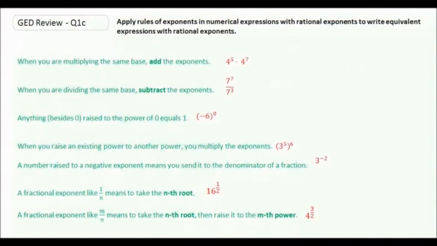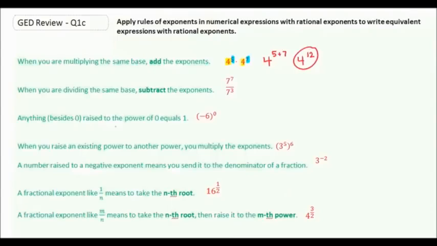Here we're going to apply rules of exponents in numerical expressions with rational exponents to write equivalent expressions with rational exponents. The first thing is when you're multiplying the same base, you can add the exponents together. So we have 4 to the 5th times 4 to the 7th, our base is 4, and our exponents are 5 and 7. So we're going to say 4, and our exponent, we're going to add them together, and 5 plus 7 is 12, so it's 4 to the 12th power.